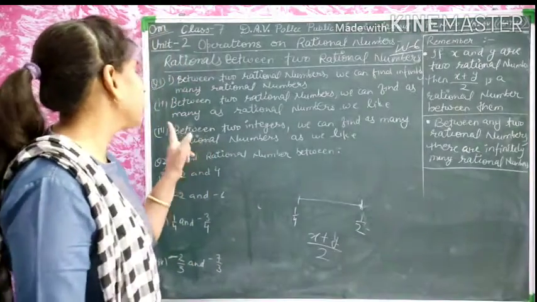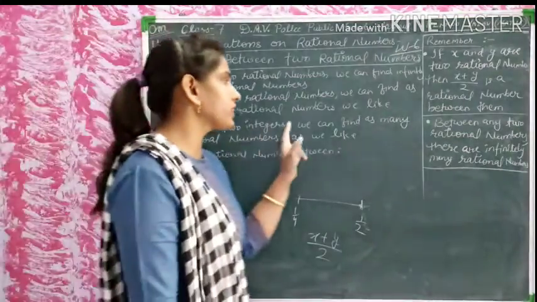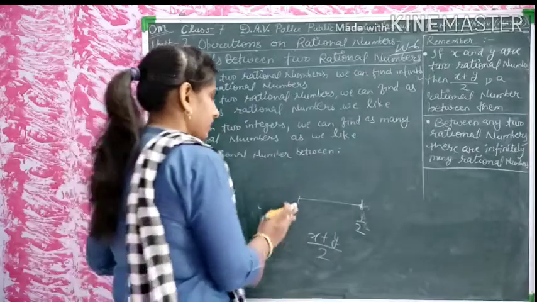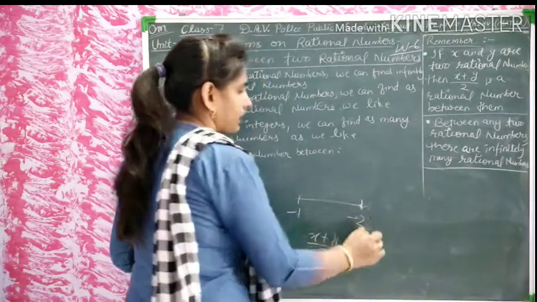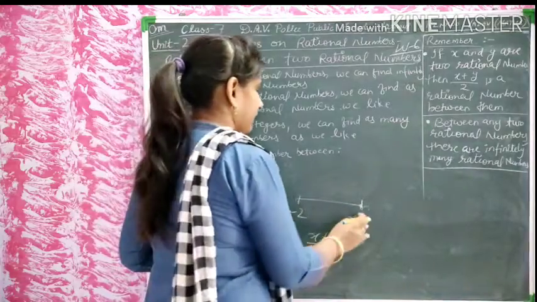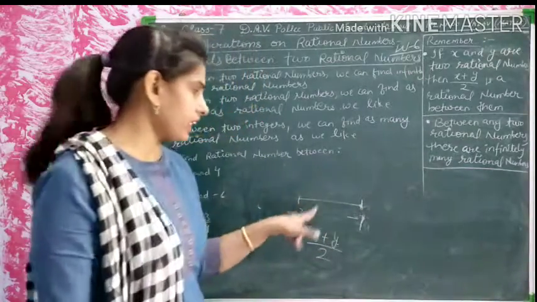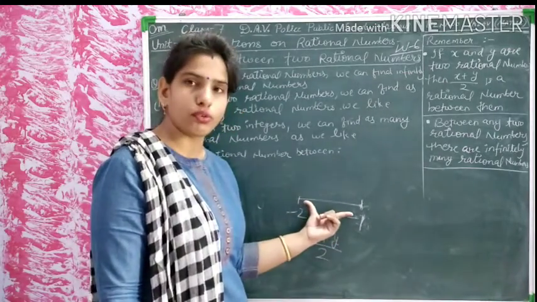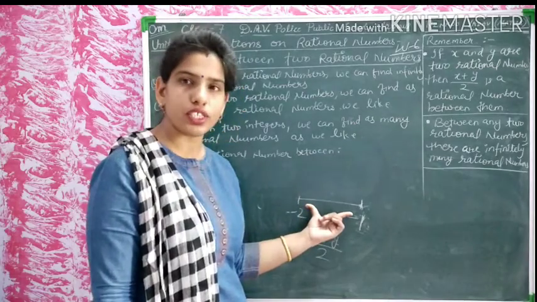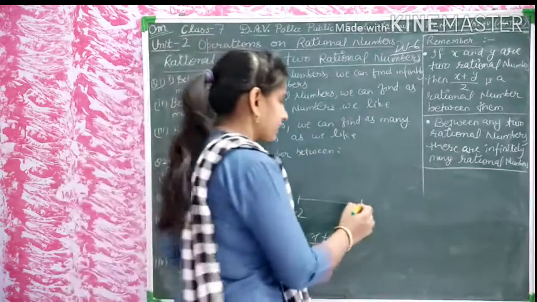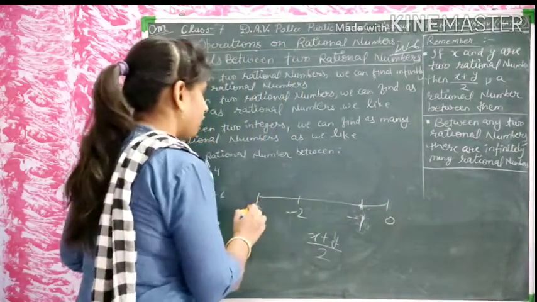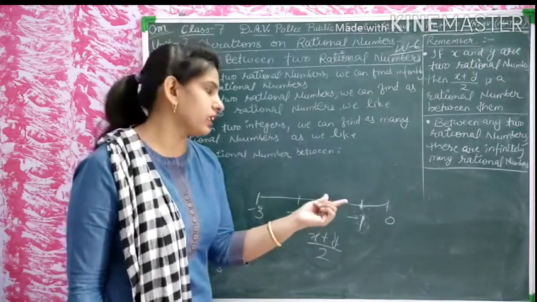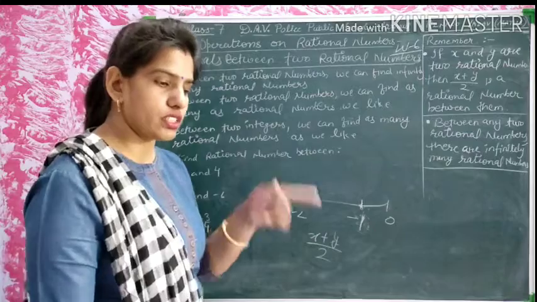Now the third problem is, between two integers we can find as many integers as we like. Here are integers, that is minus 2 and minus 1. Can we find any integer between these two numbers? No, we can't find any integer because between these two integers there is no integer value. Okay students, its next integer value is 0, and the previous is minus 3, but in between these two numbers we can never find an integer value. So this statement is also wrong.